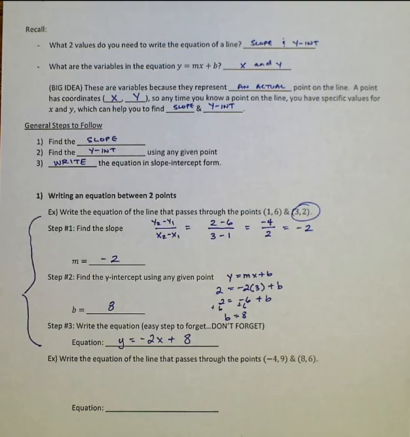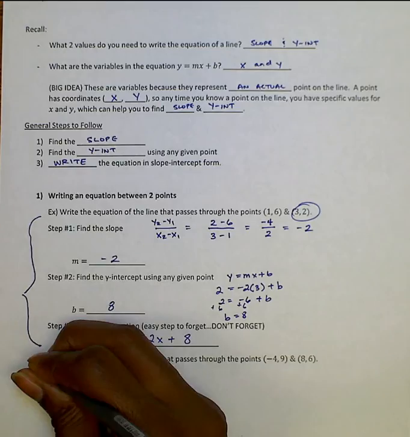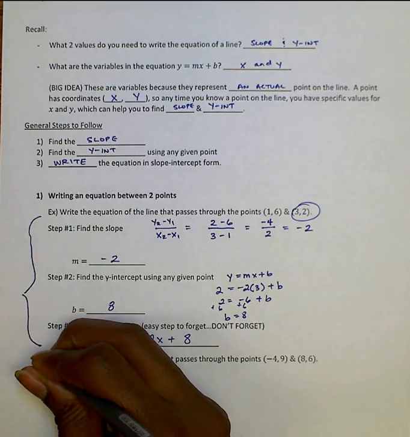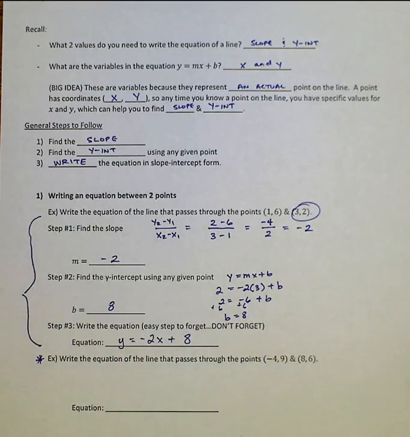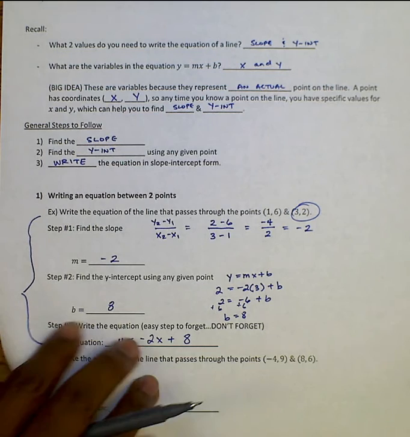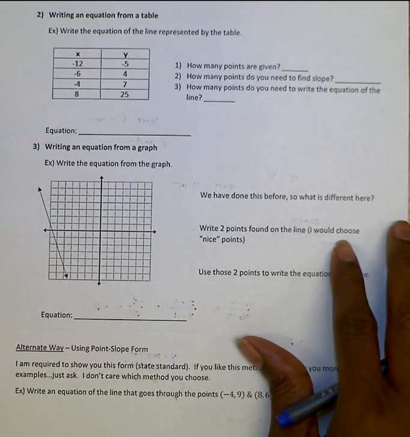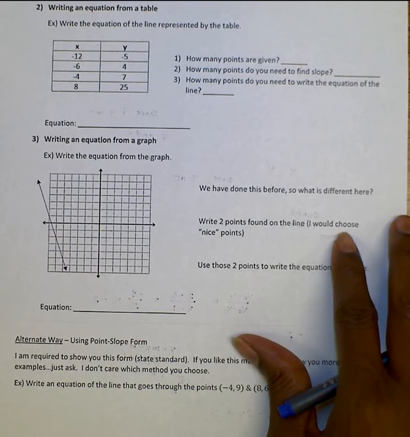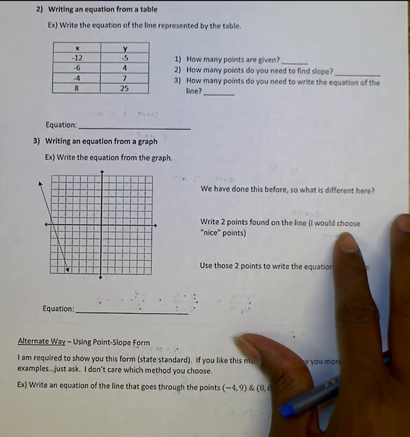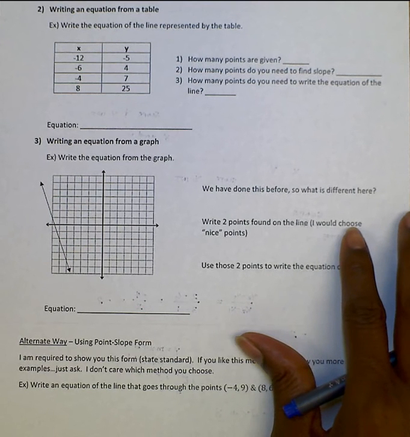If you need to rewatch that, try that here. Find the equation for the line that goes through the points (-4, 9) and (8, 6). We'll go over that answer in class, but I need you to have an attempt there so you can see what you're doing. It's an opportunity to get some independent practice.